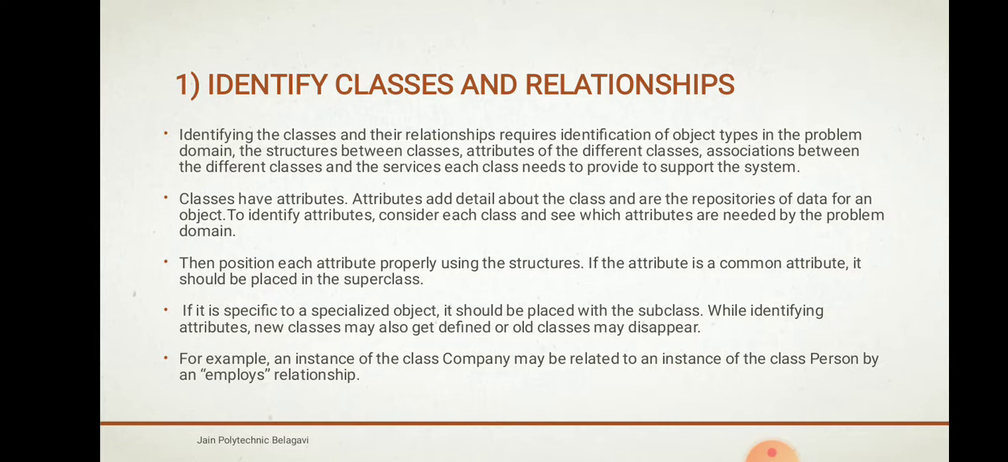An instance of a class company may be related to an instance of a class person by an employees relationship, because a company will employ a person. So there is a relationship between the class company and the class person. So an instance of company may be related to an instance of person.